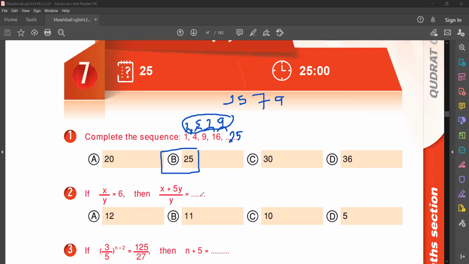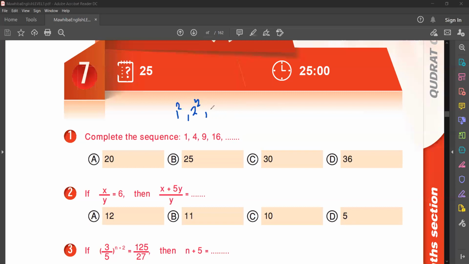Okay, what is the other way? How do I solve these problems in another way? We can square the number. Look here. 1 square, it is 1. 2 square, it is what? It is 4. And 3 square, it is 9. 4 square, so it is 16, right? So the next number is 5 square, it is what? It is 25, right? So the answer is B.